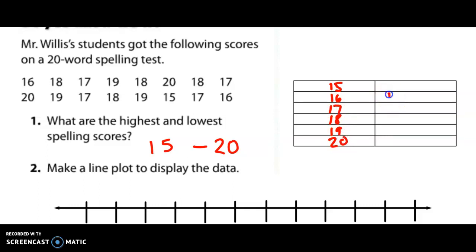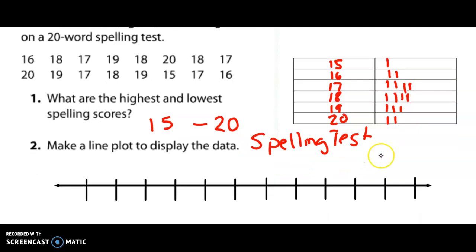So just going through 16, 18, 17, 19, 18, 20, 18, 17, 20, 19, 17, 18, 19, 15, 17, and 16. So now I can see how many X's I need to do. So these are spelling tests, so that's going to be our label. And then, sorry about that, I'm running out of time, so I'm going a little fast here. And then our label down here would be score. So our title is spelling tests, and the score is down there.